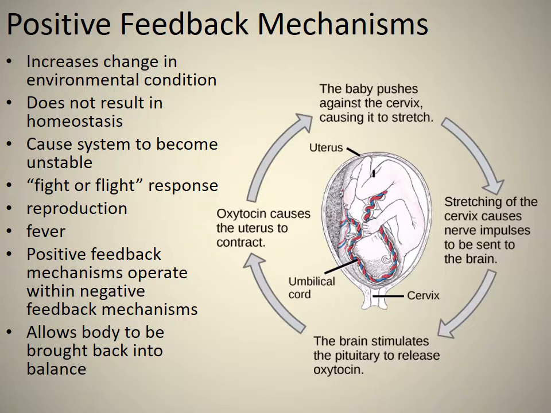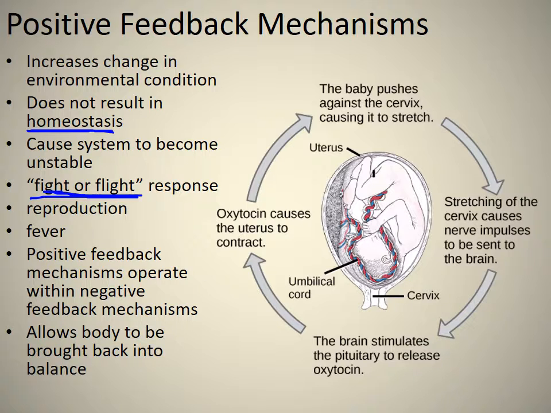All right, our bodies use negative feedback mechanisms more than positive feedback mechanisms. Positive feedback mechanisms don't try to bring things back to normal. They continually increase a change in environmental condition. This does not result in homeostasis. It kind of causes our bodies to function outside of normal. And this is a fight or flight response.